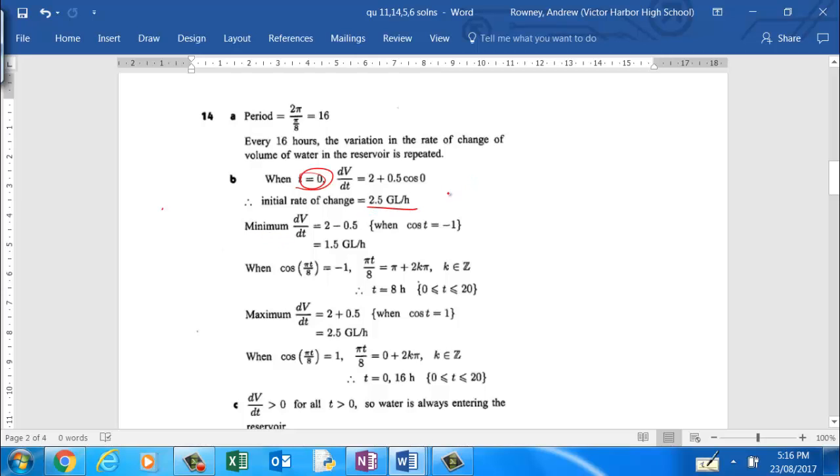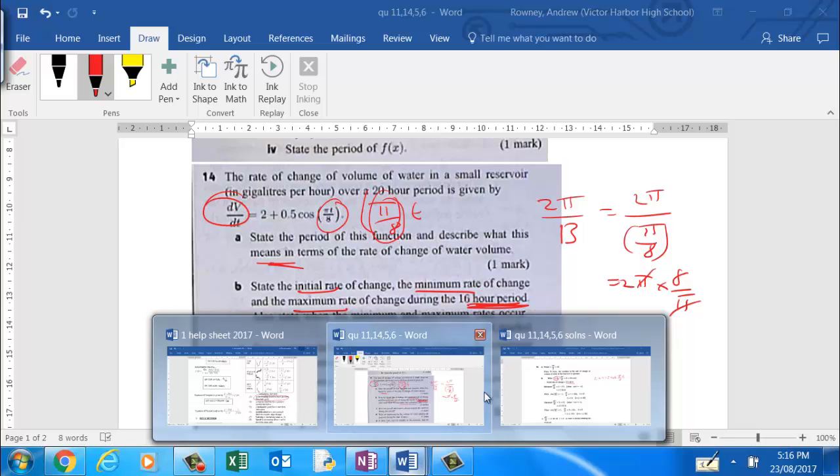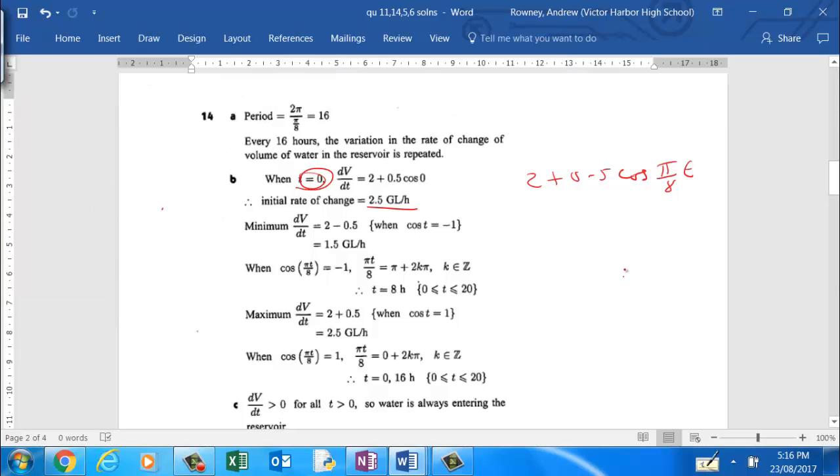The minimum is going to occur when the original function was 2 plus 0.5 cos of pi on 8 t. So the minimum, let's just check that formula, that was plus 0.5, that's right. So the minimum is going to be when this thing here is -1, because all cosines and sines range between -1 and +1. So the minimum is going to be when it's -1, the maximum is going to be when it's +1.